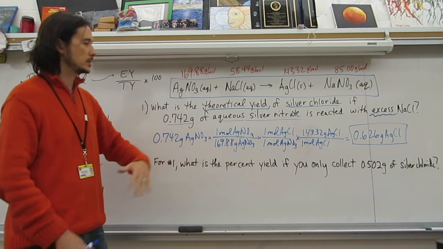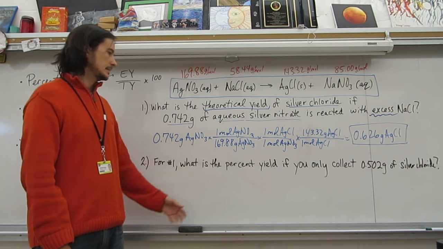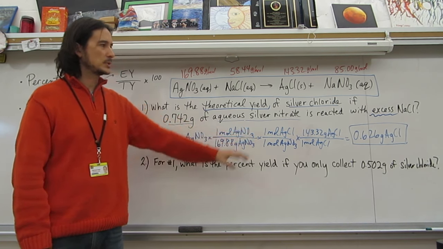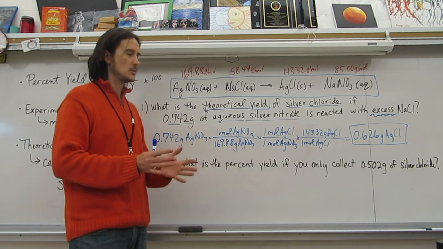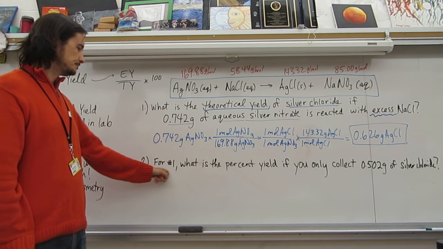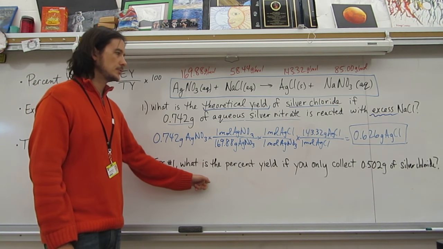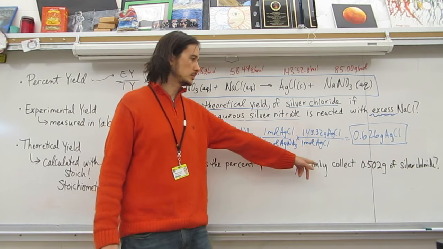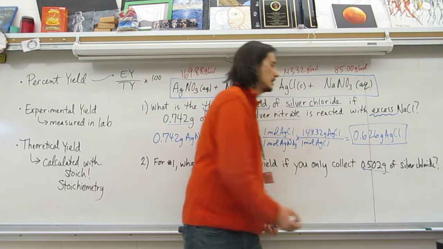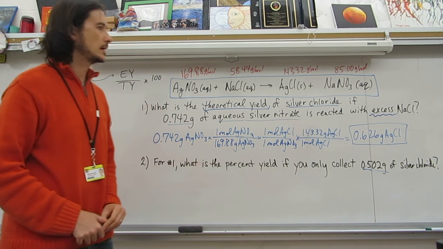So notice we didn't do any experiment with that. Not that I'm going to do an experiment here, but we didn't do an experiment with that. We can just calculate it using what you know about stoichiometry. So for number one, what is the percent yield if you go into lab and you only collected 0.502 grams of silver chloride?